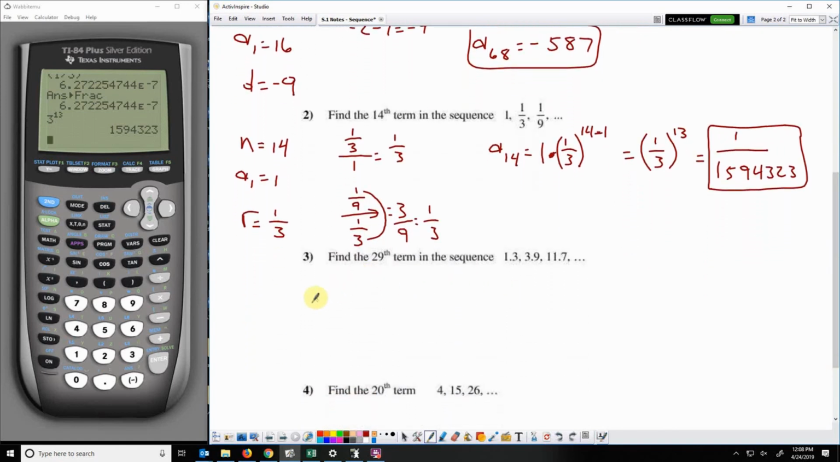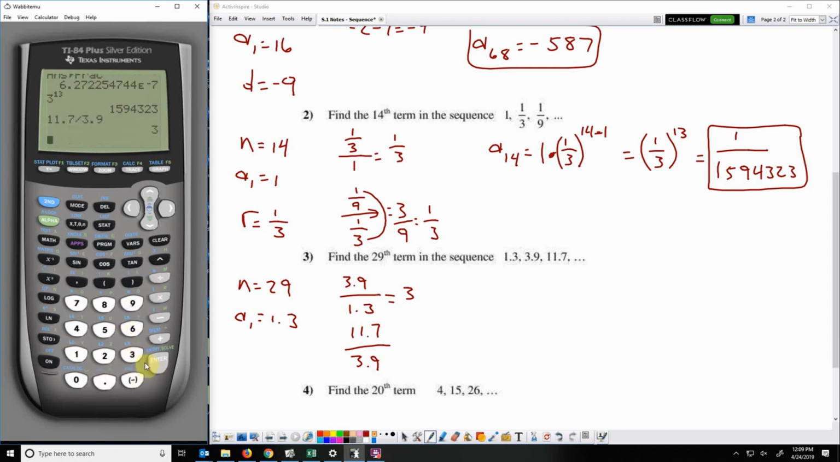Okay, find the 29th term in this sequence. So n is going to be 29. Term 1 is 1.3. Then I have to decide if there's a common difference or a common ratio. 1.3, 3.9, 11.7. That's a bigger jump. So I'm going to say probably a common ratio. 3.9 divided by 1.3, and that's 3. 11.7 divided by 3.9, let's see if that's the same. That is also 3. So I've got a common ratio of 3.